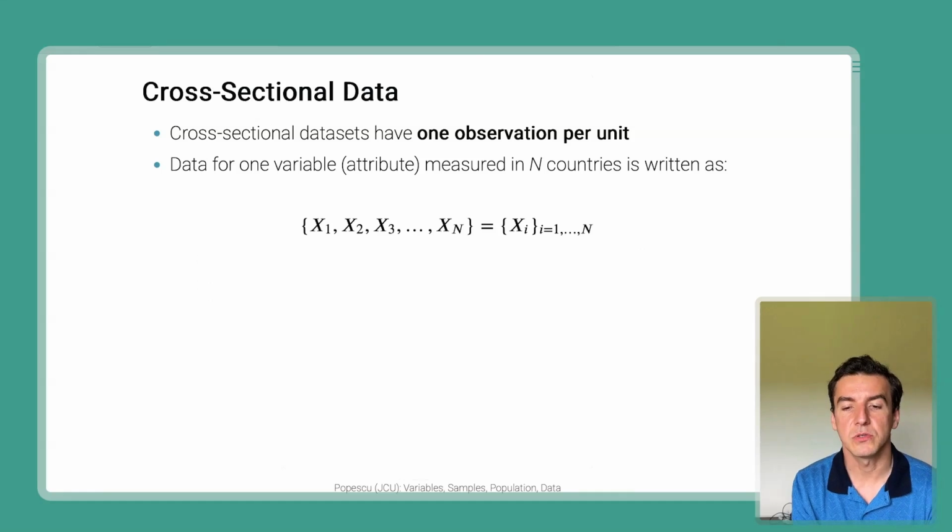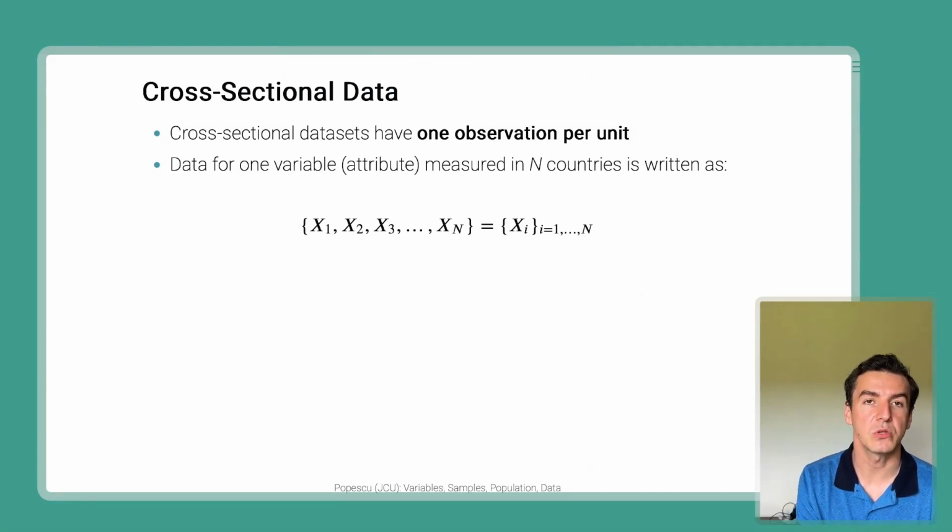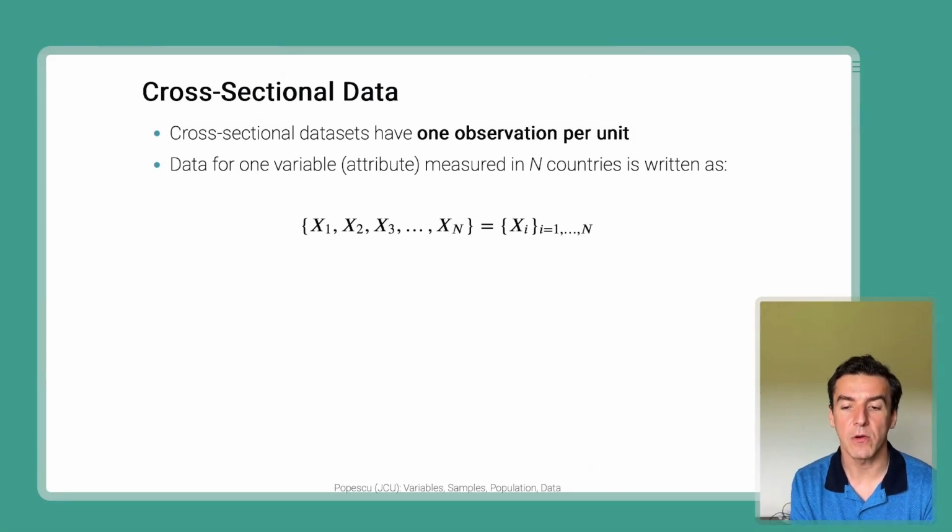Okay, moving on to cross-sectional data. This is actually a type of data that we started off with, like looking at life expectancy and urbanization. The reason why this is called cross-sectional is because we have one single observation per unit. In our case, this was countries.